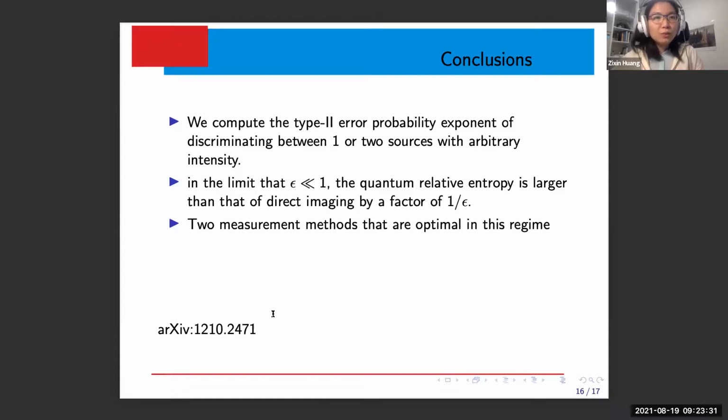So here's the arXiv link. It's actually coming out in PRL today or tomorrow, I've been told by the publisher.